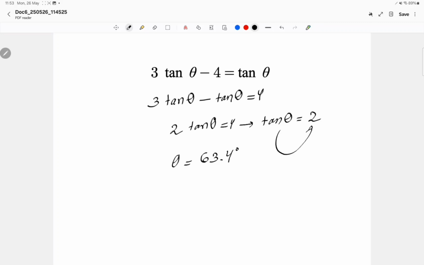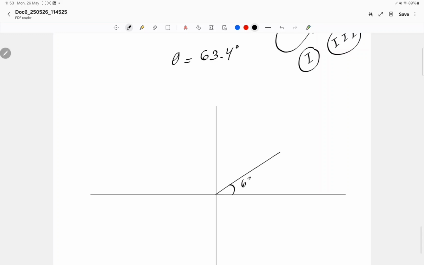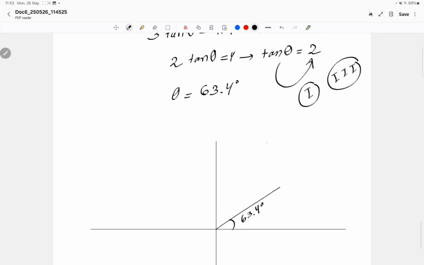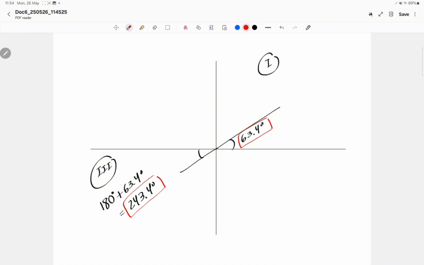Now here tangent is a positive, and because positive, that's going to be possible only in two quadrants, quadrant 1 and quadrant 3. Let me show you this on the quadrants. So on quadrant 1, that would be 63.4 degrees, but on quadrant 3, that would be 180 plus 63.4 degrees. Let us see how much we get. And I got myself 243.4 degrees, which is here. So we essentially have two angles, 63.4 and also 243.4 degrees.